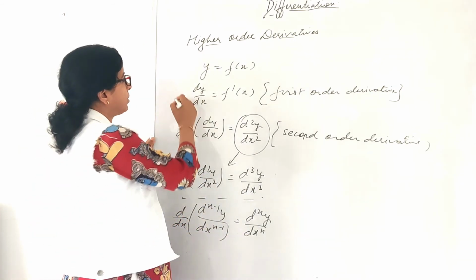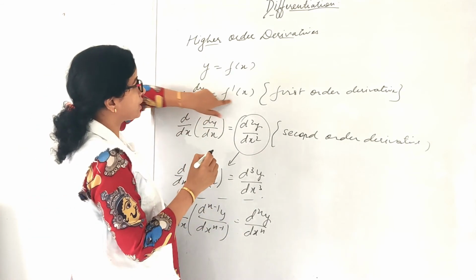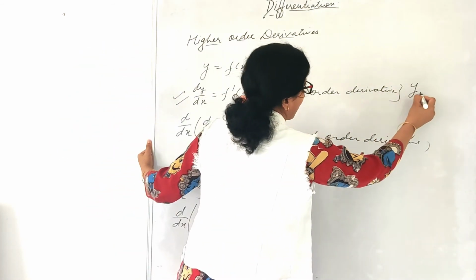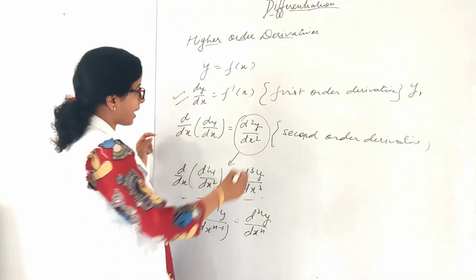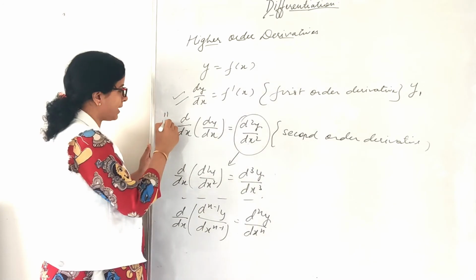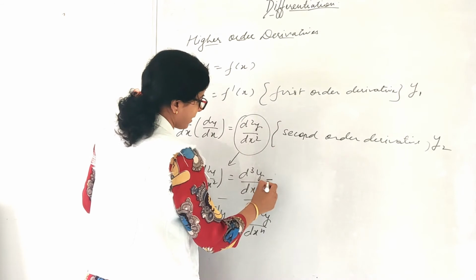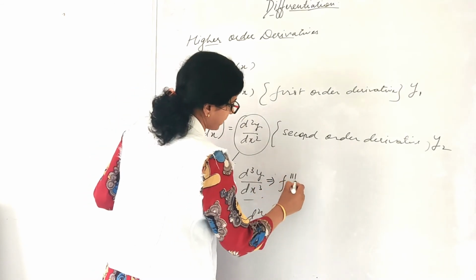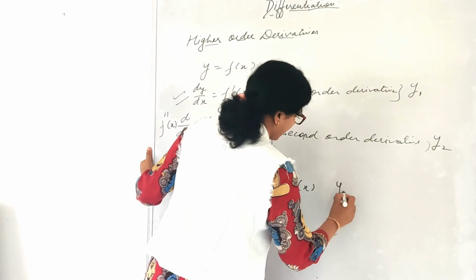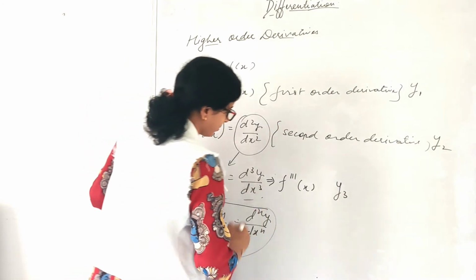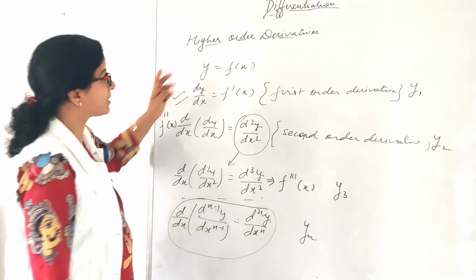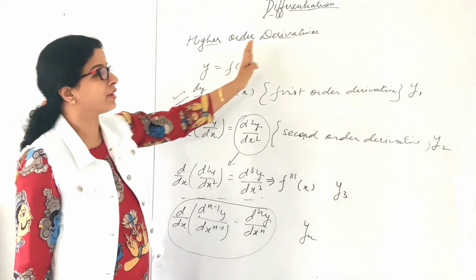Now we can denote dy by dx as f dash x, or I can write it as y1. Second order derivative can be written as f double dash x, right? And it can be written as y2. This can also be represented by f triple dash x and y3, and so on. This can be written as yn. So these are the representations of the higher order derivatives.